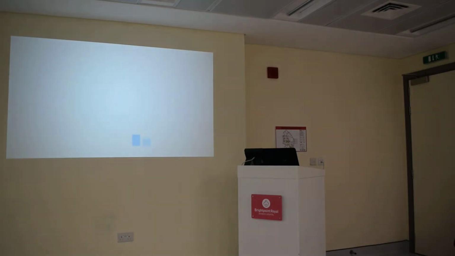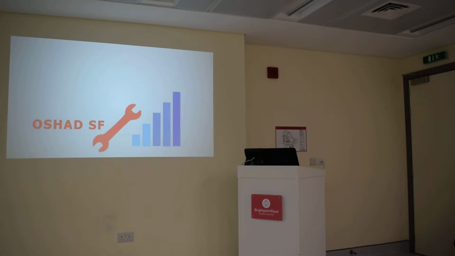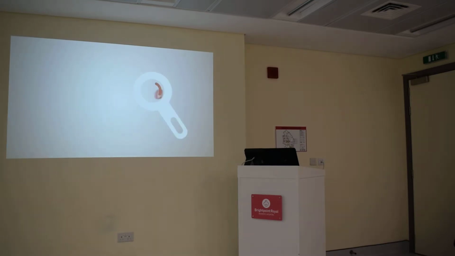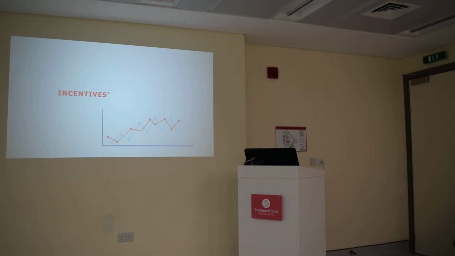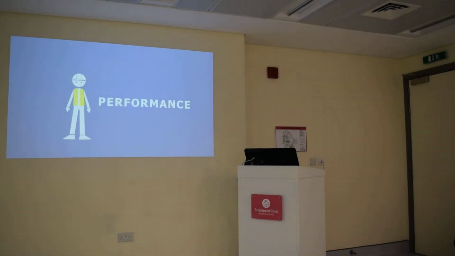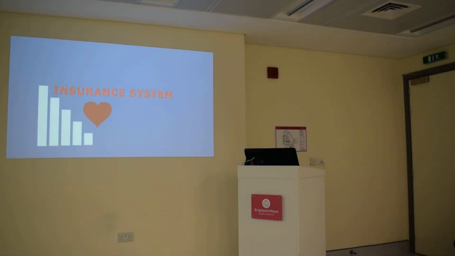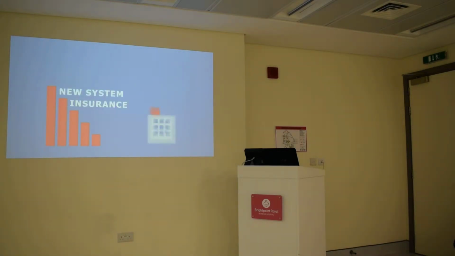OSH strategic goals. Developing and updating OSHAD SF. Following up OSHAD SF implementation. Training and building capacities. Developing incentive programs. Managing performance. Developing a health insurance system for occupational injuries. Developing a new system for insurance against risks associated with work facilities.